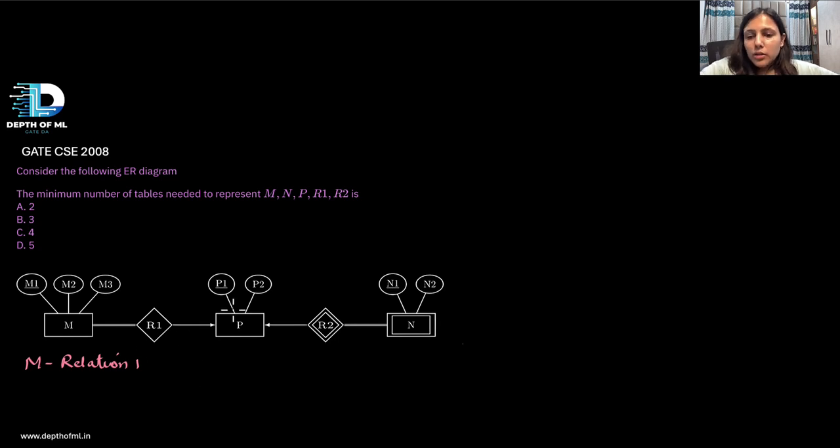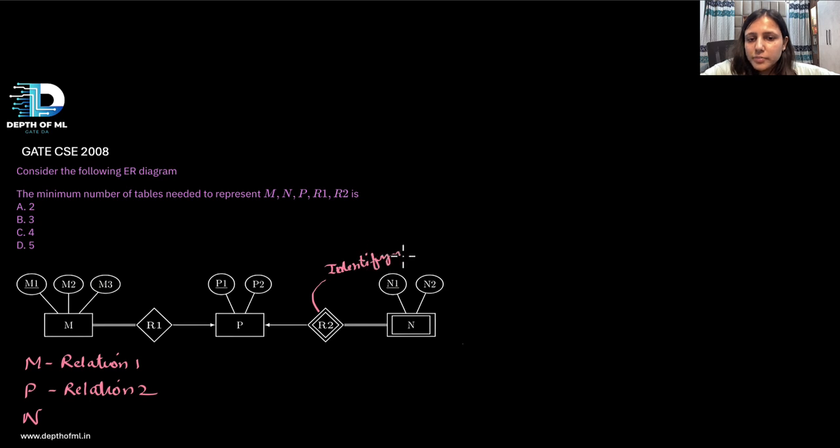Okay. Now let's take a look at this P entity. P is also a strong entity because it has a primary key, right? So this P entity will also have one relation. Fine. So this is relation 2. Now let's take a look at N entity. So N entity is a weak entity. How do we know it's a weak entity? Because it's in a double square. Also it's connected to a double rhombus or a diamond, right? So this is a weak relationship, or this is called an identifying relationship.